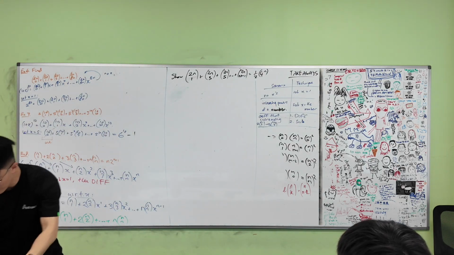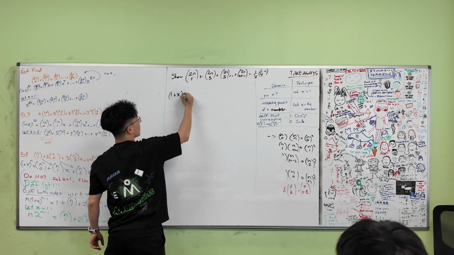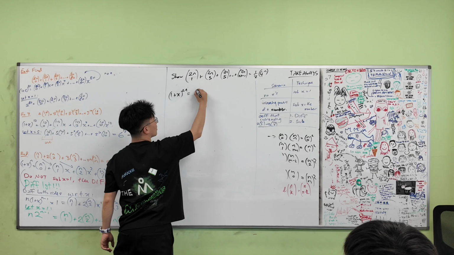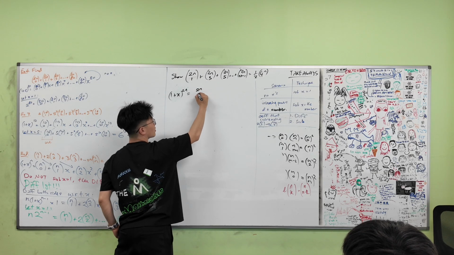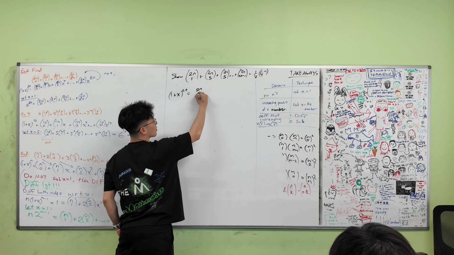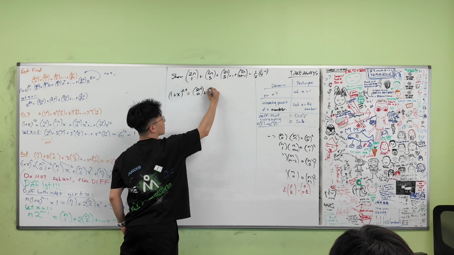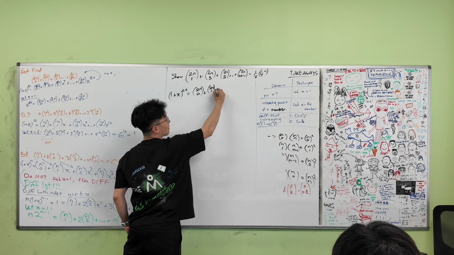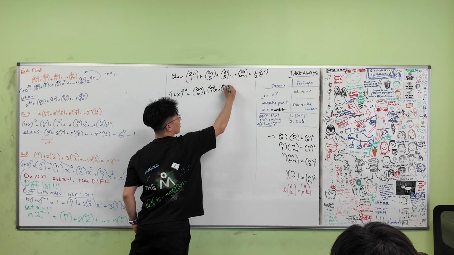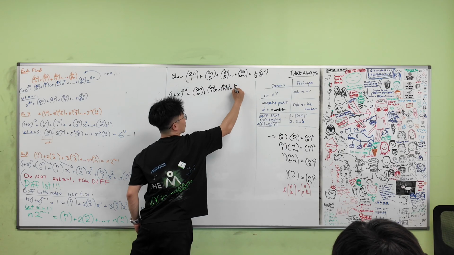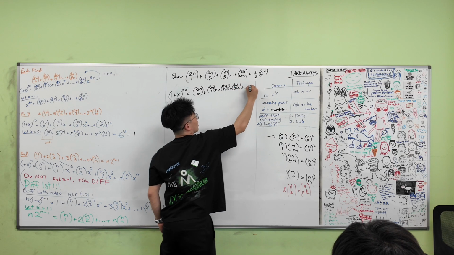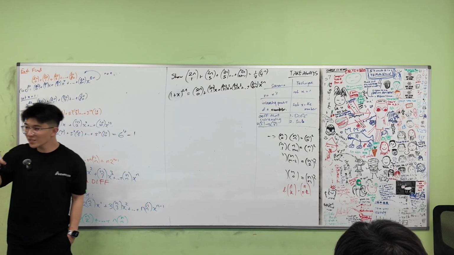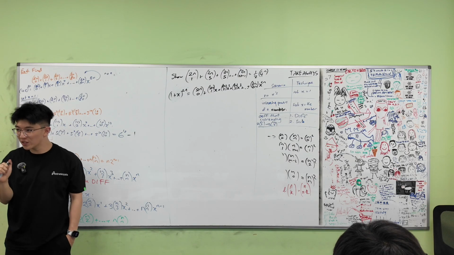Let me not do random colors. Sorry, can you expand this for me? What should I start with? 2n choose 0. Good. And then? 2n choose 1, x to the power 1. Good. And then? 2n choose 2, x to the power 2. Give me one more. 2n choose 3, x to the power 3. Good. And then finish with 2n choose 2n, x to the 2n. So far so good, guys? Same thing, but just 2n's.